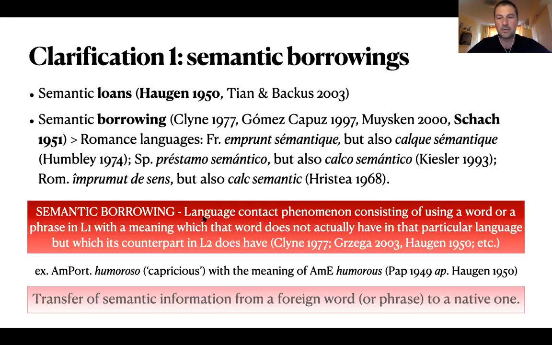And the phenomenon in question consists of using a word or a phrase in L1 with a meaning which that word does not actually have in that particular language, but which its counterpart in L2 does have. This is a definition I compiled from several authors. A typical example given in the literature is the use in American Portuguese of the word humoroso, with the meaning of the American English humorous, although in Portugal it only meant capricious. So we're dealing with the transfer of semantic information from a foreign word to a native one.